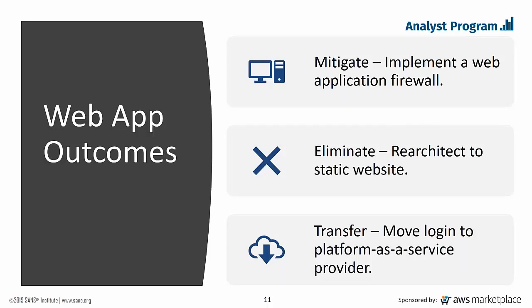First thing I could do is implement a web application firewall. I could put something in front of this web application that monitors all the traffic. And it has scripts or rules in it to try and determine when there's a cross-site scripting attack. This is actually fairly easy to do in the cloud. Most of the larger cloud service providers have an easy way of implementing their web application firewall.